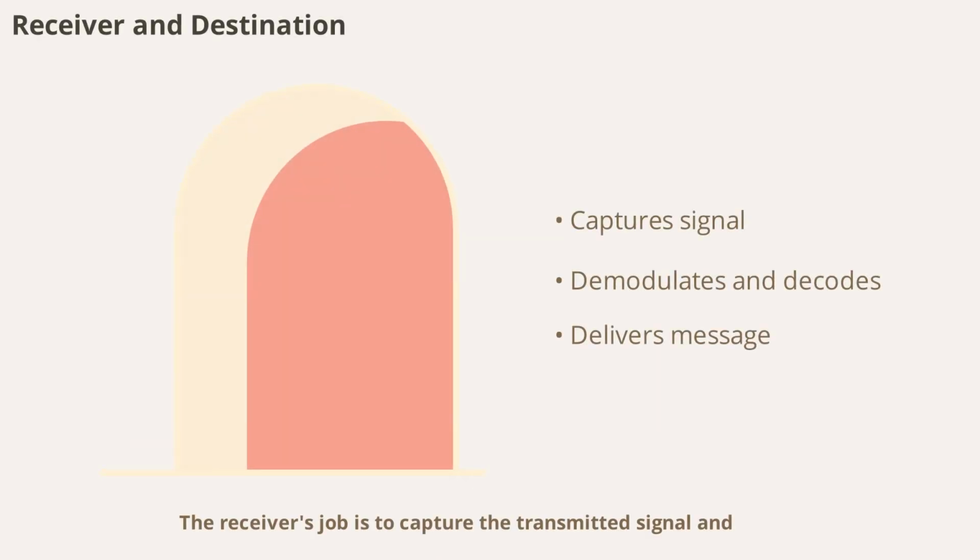Receiver's job is to capture the transmitted signal and convert it back into a form that the destination can understand. This involves demodulation and decoding. The destination is the final point where the message is delivered, such as a person's ear, a computer, or a display screen. Together, the receiver and destination complete the communication process, ensuring the message reaches its intended audience.